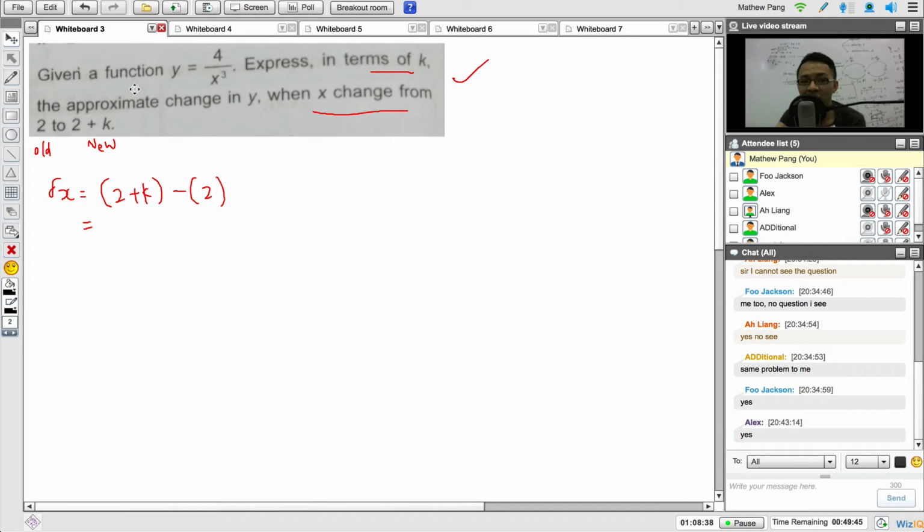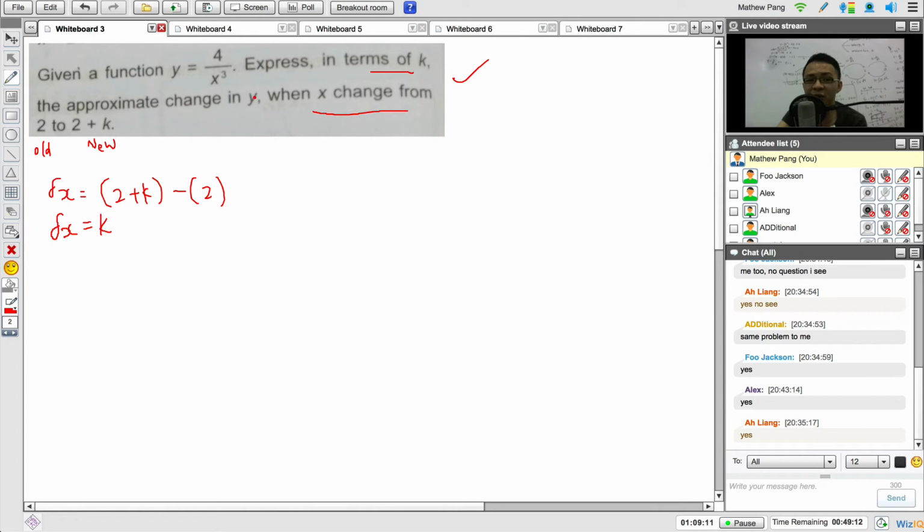So now, given that function y equals 4 over x cubed, express this in terms of k. Find the approximate change in y when x changes from 2 to 2 plus k. Very important here is that 2 is the old value and 2 plus k is the new value. So whenever I write the change of x, I use the new value minus the old value. So 2 plus k minus 2, I get k. So in this case, my change of x is k.